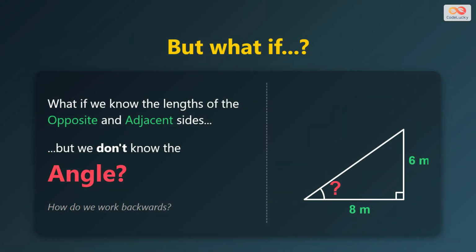But what happens if we face the reverse situation? Imagine we have a triangle where we know the lengths of the legs, the opposite and adjacent sides, but the angle itself is a mystery. How do we work backwards from the side lengths to discover the angle?